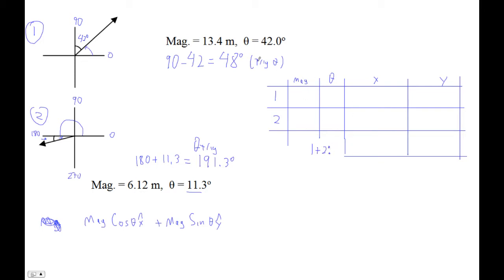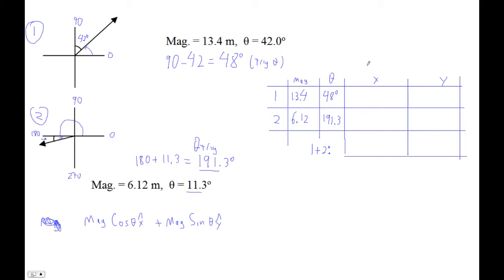Okay, so the magnitude of this one is 13.4, and the trig angle is 48 degrees, and this magnitude is 6.12. And the trig angle is actually 191.3 degrees.